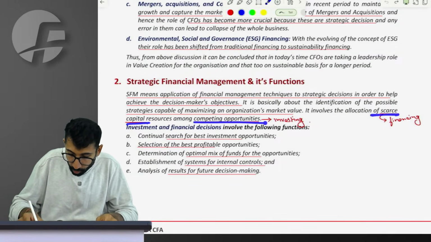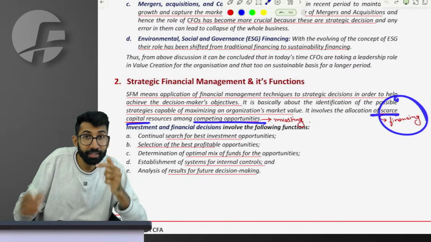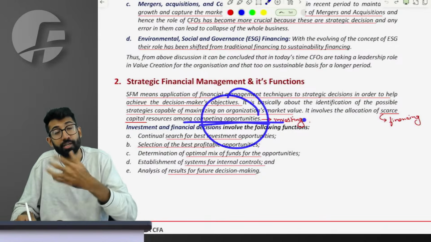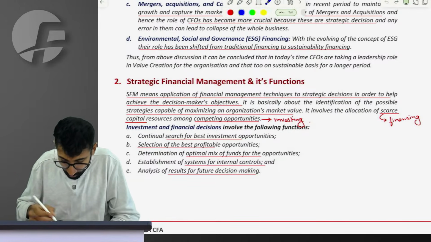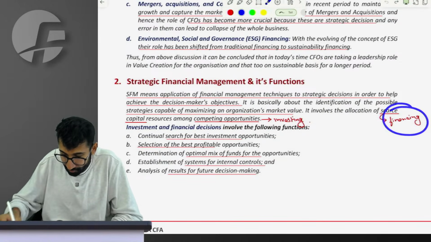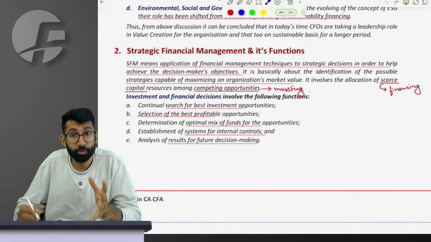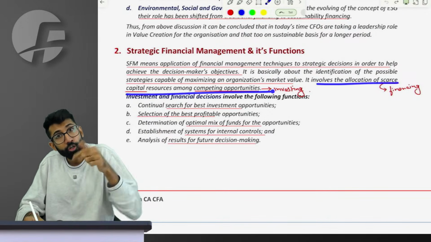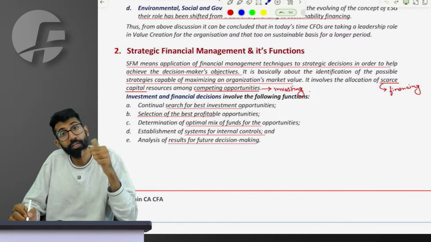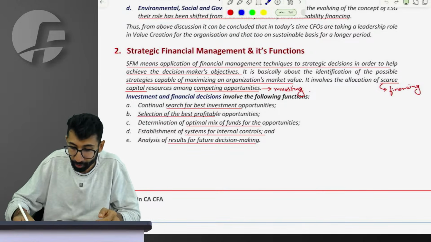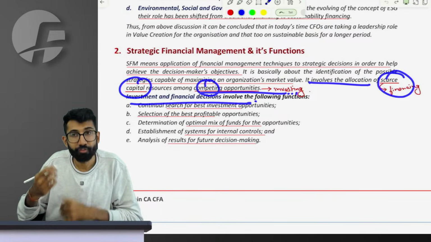Allocation of scarce capital to competing opportunities. Sir, allocating the scarce capital, the capital which is the source of finance to me, to the opportunities which are competing in nature. So it involves financing as well as investing decisions. Perfect. So, sir, investment and financial decisions. See, this is financing, this is investing, which is why they say investing and financial decisions involve this. As I said, I will use the institute's language and not change it, only explain it. I will continue to write what the institute says, but I will simplify it for you. It involves allocating scarce capital resources to competing projects. Hence, investing and financing come into the picture.